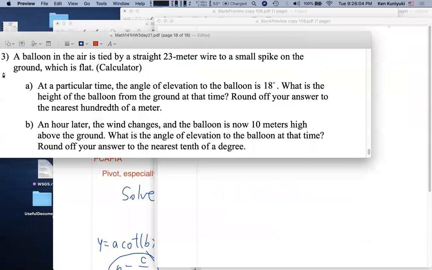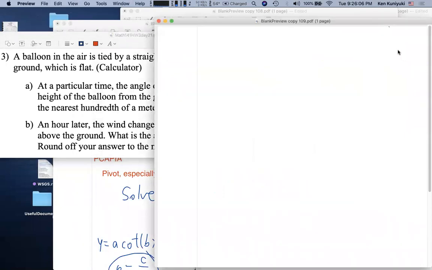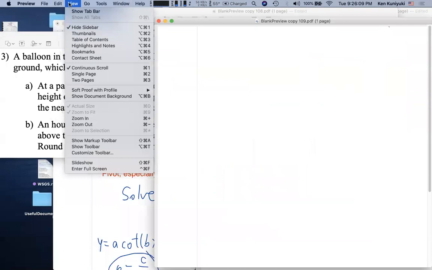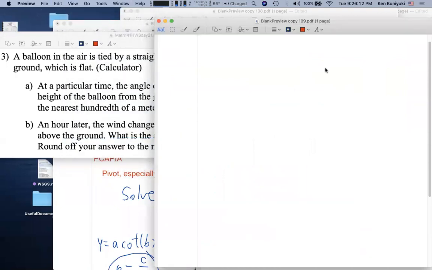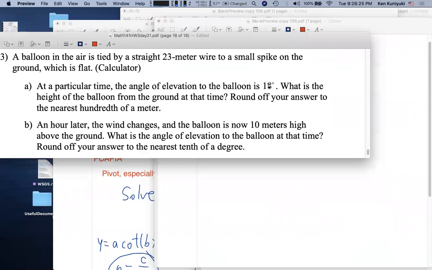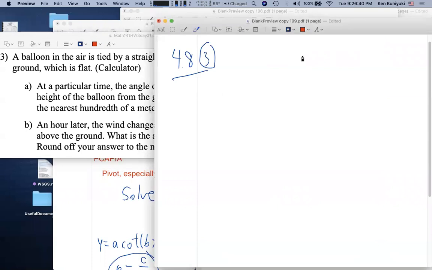Okay. So number 3, 4.8, number 3. A balloon in the air is tied by a straight 23-meter wire. I say that because there's no slack. It's not curvy like this, it's not curvy like that. It's straight, and it's the hypotenuse. It's not the altitude or height. It's the hypotenuse. Here's a balloon.